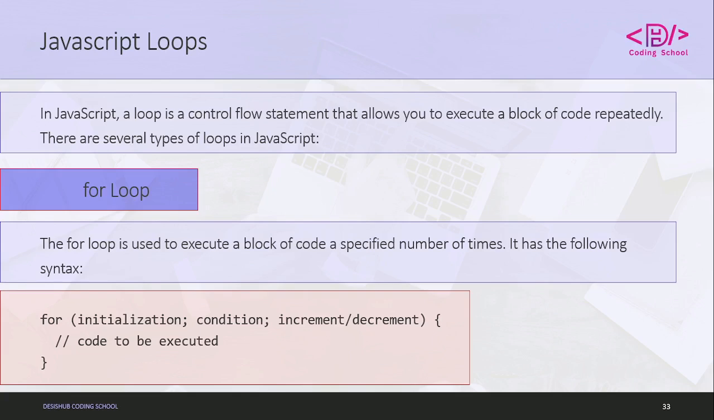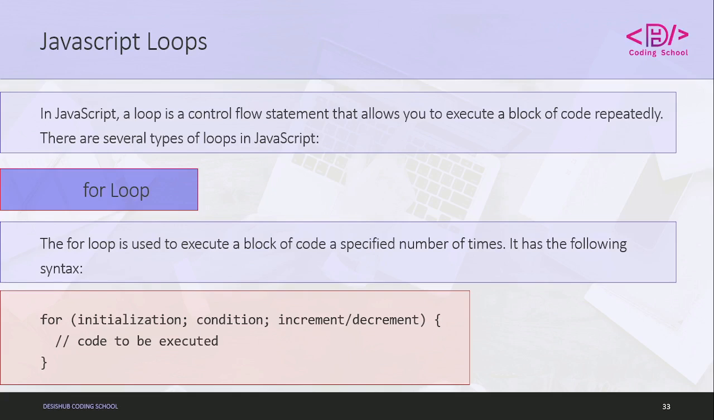A loop is a control flow statement that allows you to execute a block of code repeatedly, and there are several types of loops in JavaScript. We have a number of them, but the common ones are the for loop and the while loop. We have those two loops, and all the others actually originate from these two loops, as we are going to see.